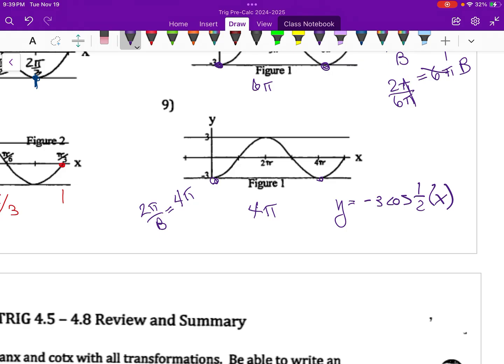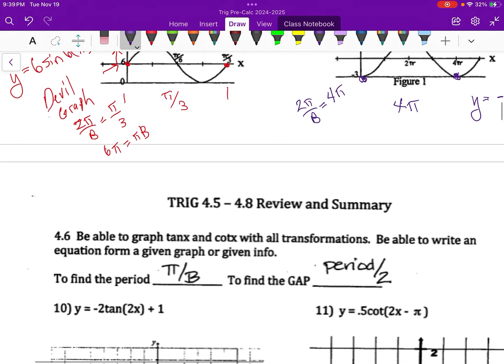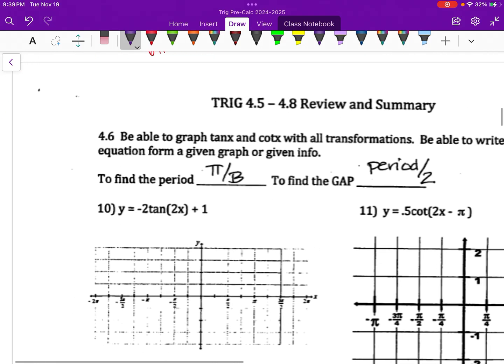Okay, now none of those graphs had a phase shift. They all started at the y-axis. So again, remember, go from trough to trough or peak to peak. Make sure you get a full period out of what you're looking at, okay?